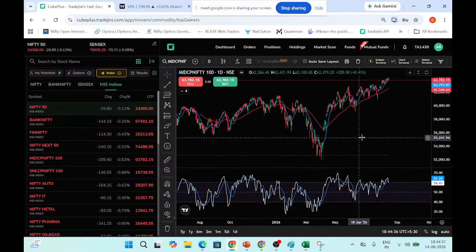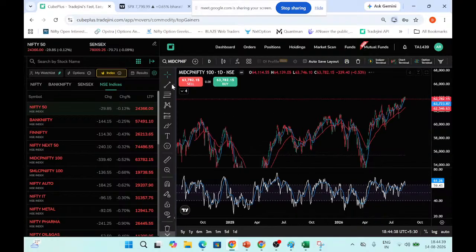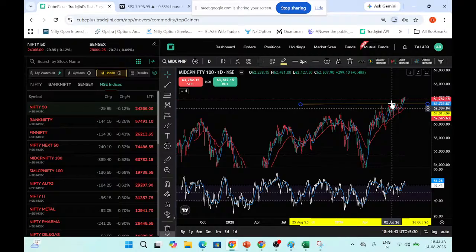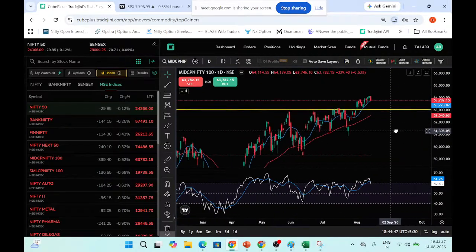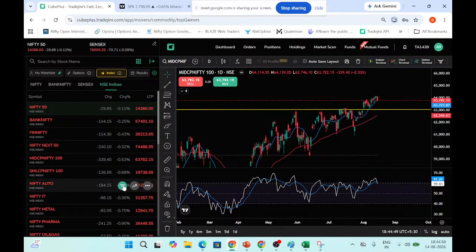What is happening in mid cap? Mid cap is also breaking all-time highs. Right? What about auto? Small cap. What is happening in small cap?